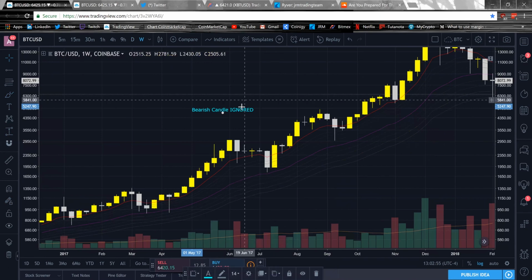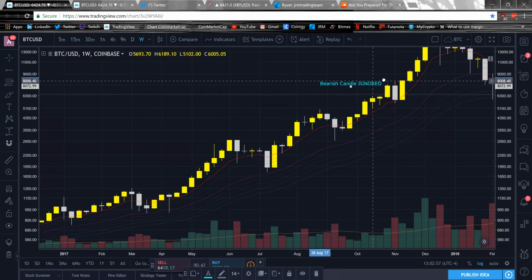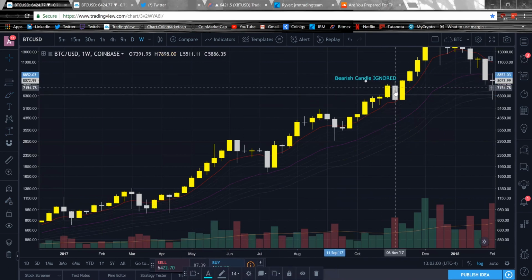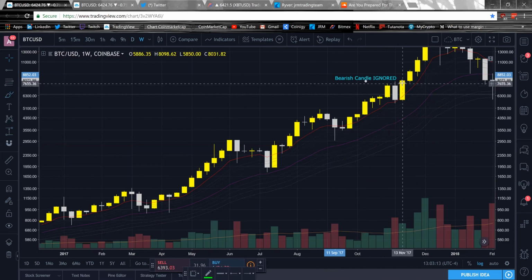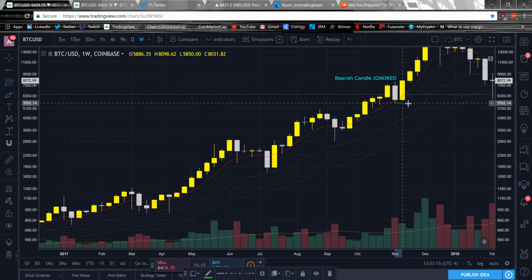All right? So that is a bearish candle ignored right there. So we have bull trend, bear candle, bull candle takes it out. This is a bearish candle ignored, and that is bullish. And so now, if I'm entering based on this, my stop below that candle, really below the one you enter on.